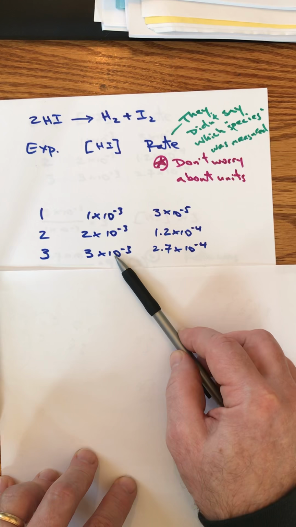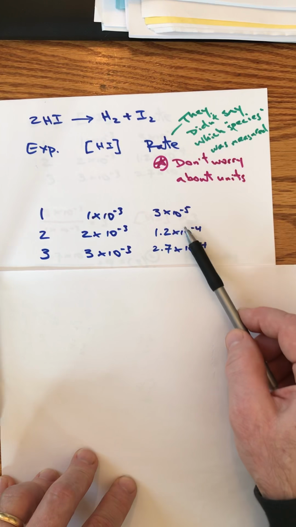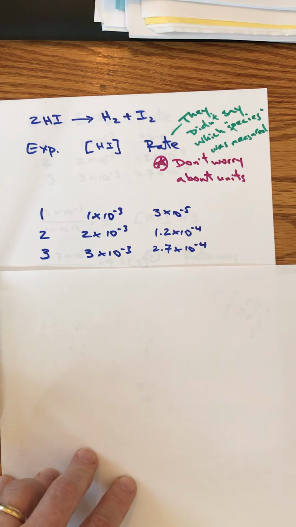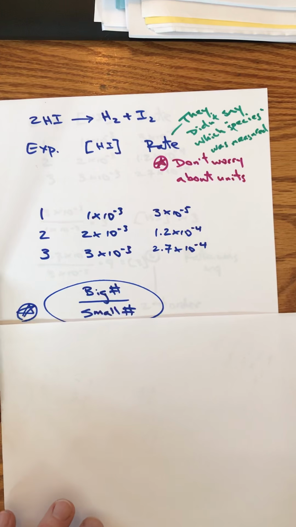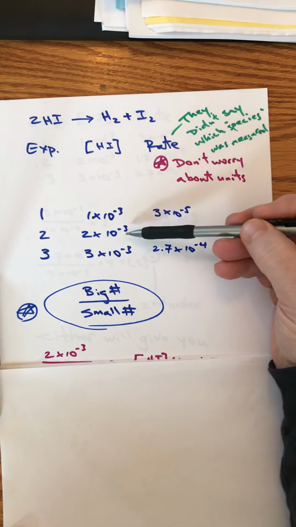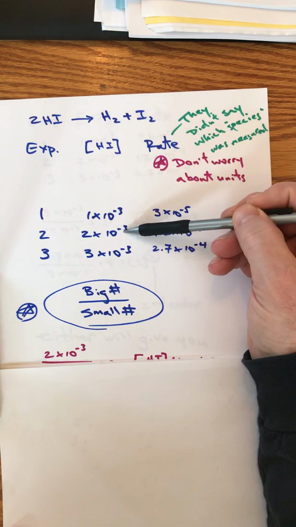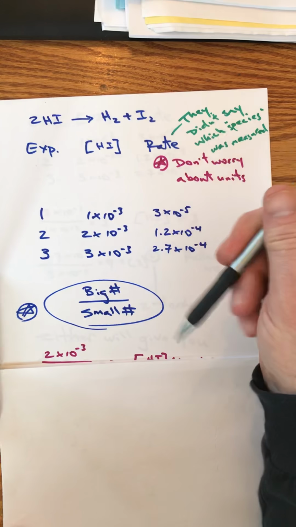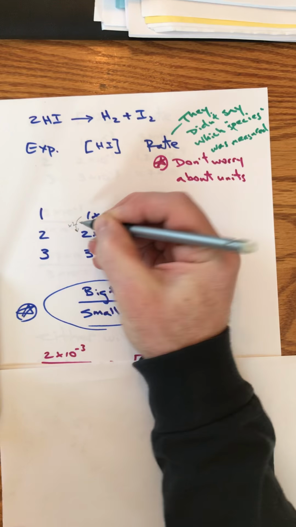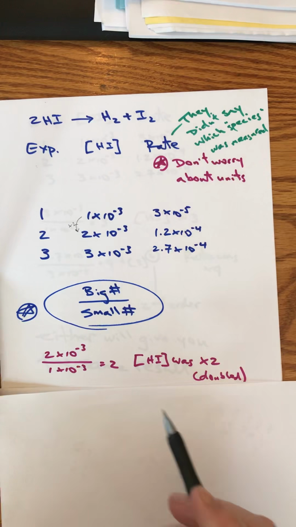Here are the concentrations of the experiments that they did, and they measured the rate of appearance of one of these or disappearance of that. They didn't specify what it was, but once again, put the big numbers over the small numbers. Don't work down, work up. You want to say, well, I doubled something, not I cut something in half. It makes life a lot easier. So if I look at experiment 2, 2 times 10 to the minus 3 is bigger than 1 times 10 to the minus 3. Going from here to here, I would say I doubled my concentration. Yeah, that's 2.